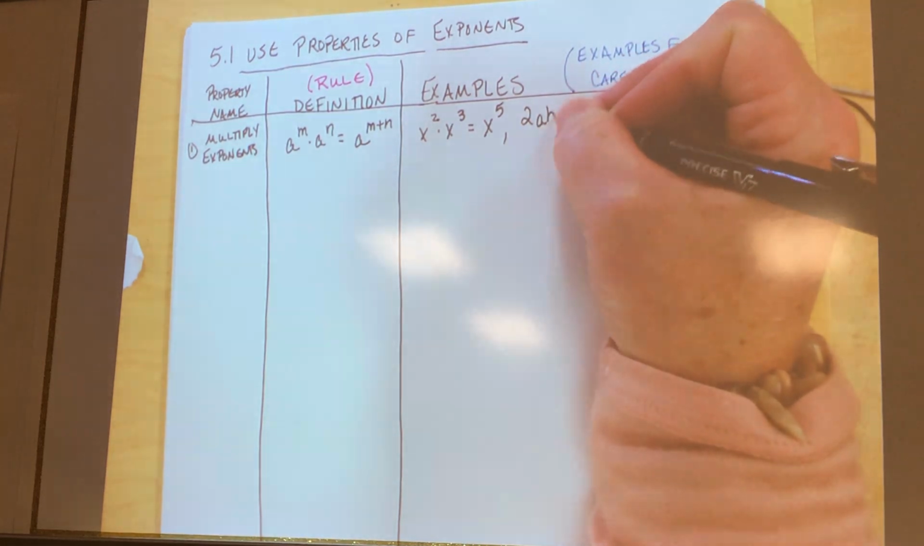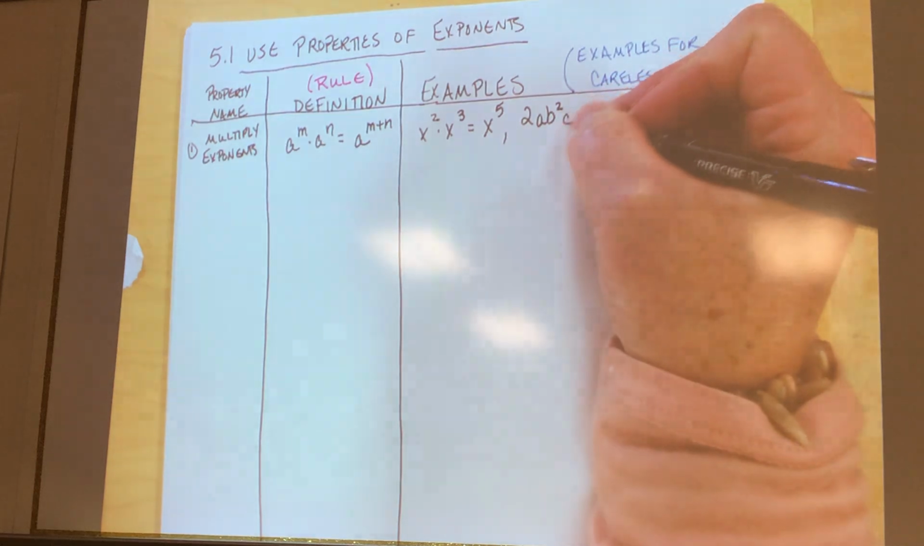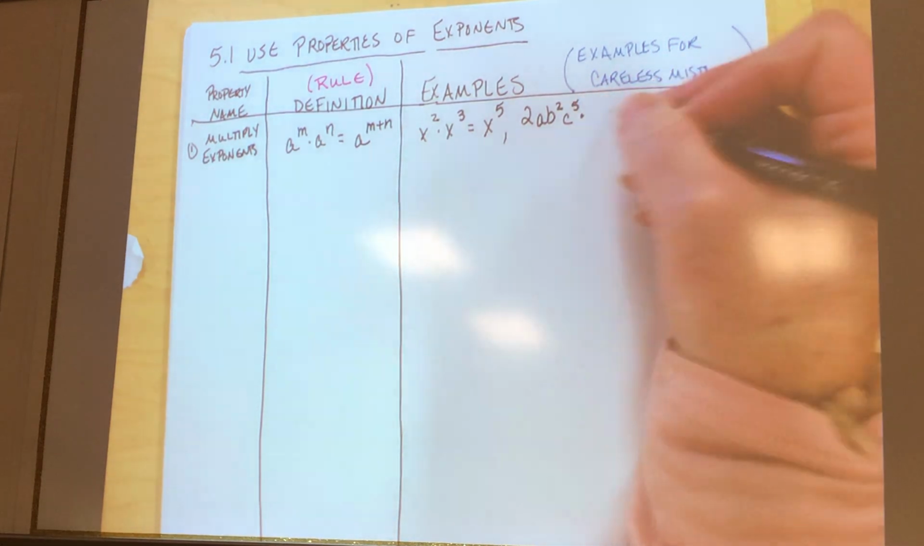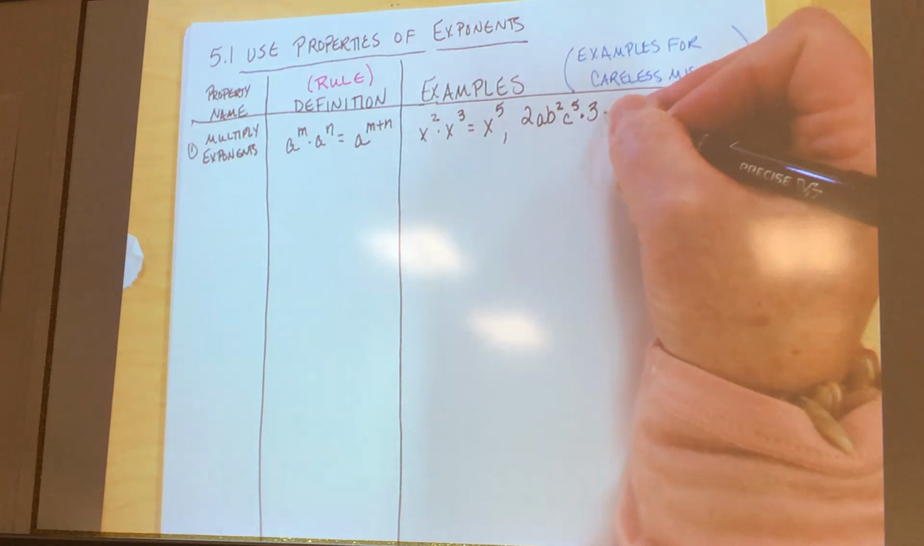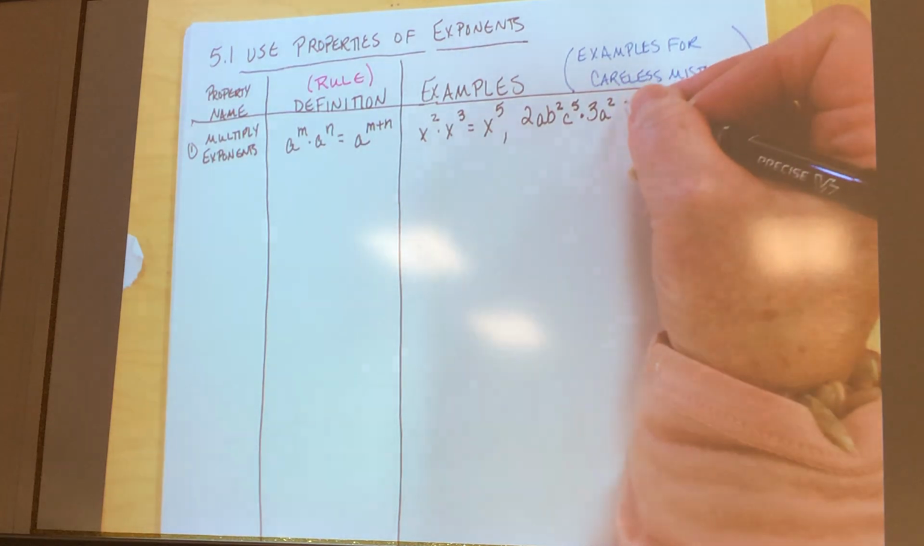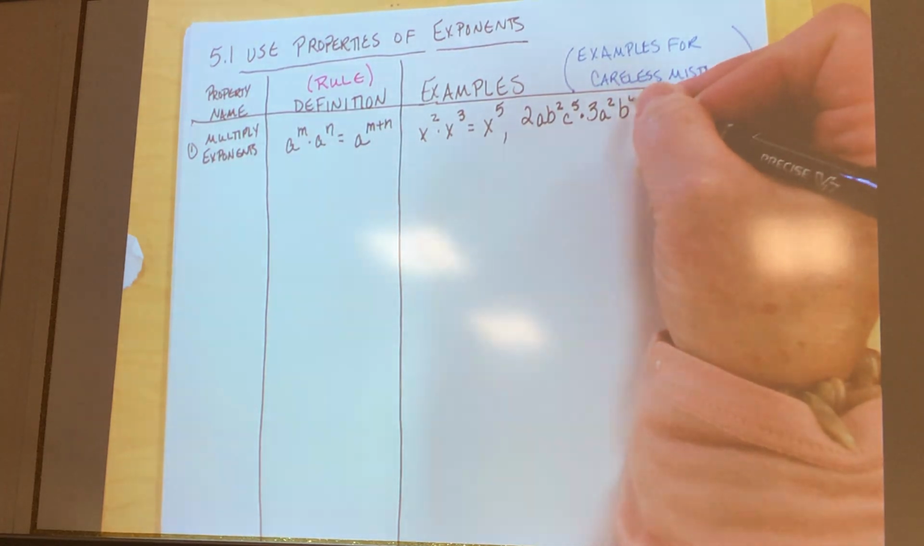2ab to the second, c to the fifth, times 3a squared, b to the fourth, c.